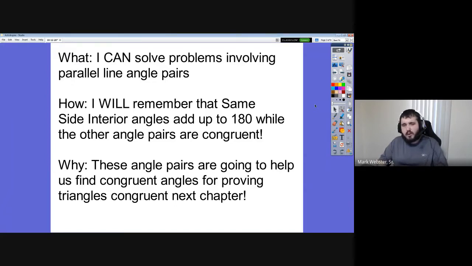Right now, what we're going to do is we're going to have parallel lines, and when the lines are parallel, we actually have things that are true about these angle pairs, and that's what we're going to talk about today. So the idea today, I'm going to talk about how they work, what the situation is with the different parallel line angle pairs, and then we're going to do a couple practice problems.